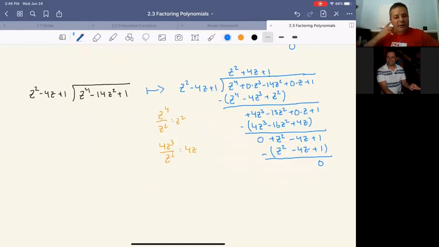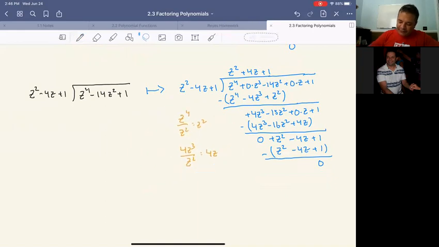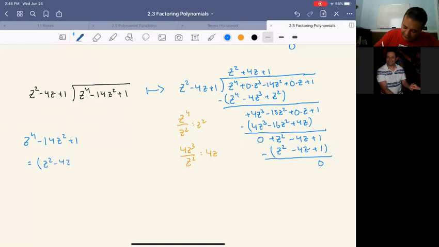Okay, so now what this is telling us is, in essence, z to the fourth minus 14z squared plus 1 is equal to z squared minus 4z plus 1 times z squared plus 4z plus 1. Okay?